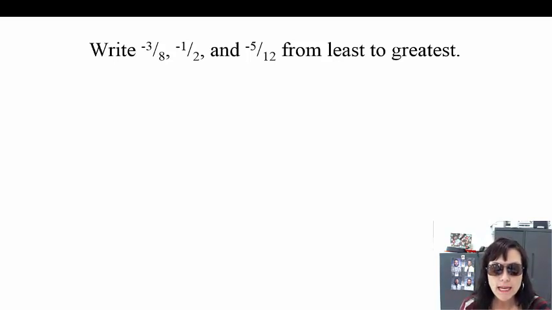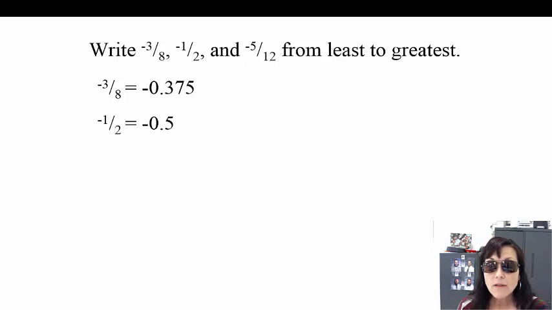So what does negative 3/8 equal as a decimal? Negative 375 thousandths, negative 0.375. Negative 1/2, negative 0.5 or negative 5/10, and negative 5/12 is negative 4,176 10,000ths. So now we have to put them in order.